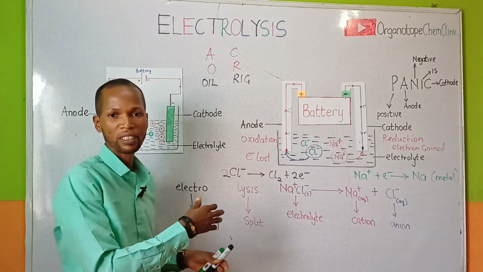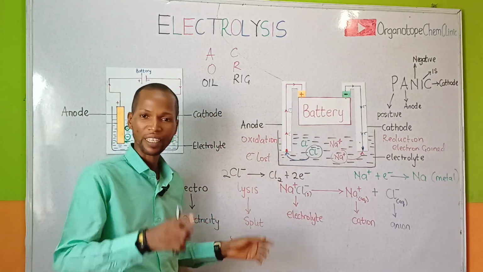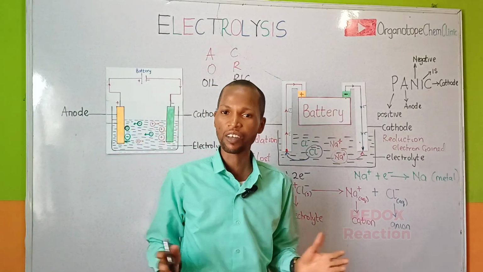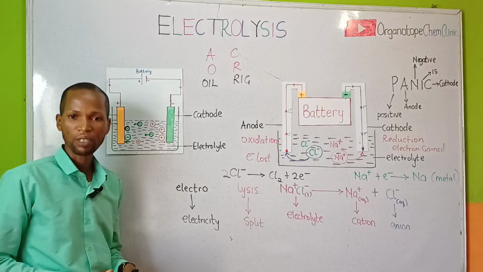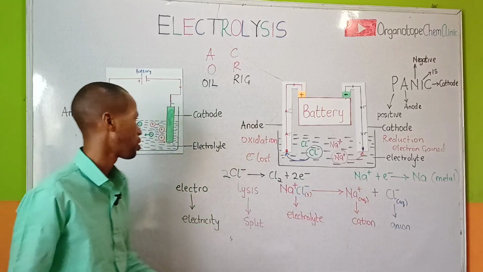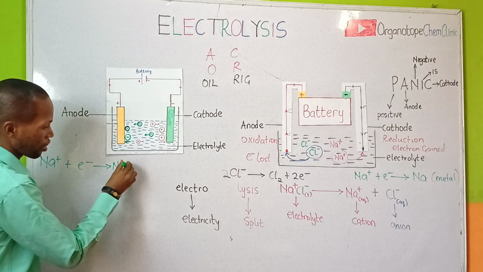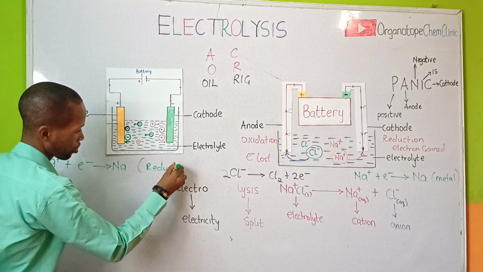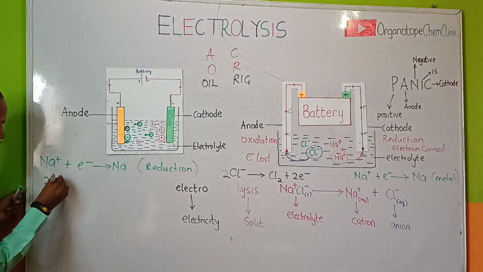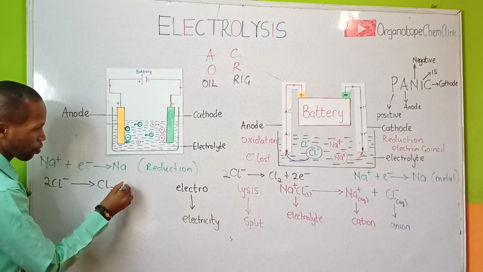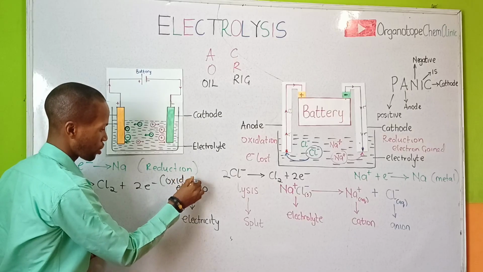Now there is need for us to write the overall equation. Since electrolysis involves the reduction process and oxidation process in one single reaction, it is considered a redox reaction. Can we deduce the overall equation from the 2 half equations right here, the oxidation and the reduction half equations? For the reduction half equation, we have Na+ + e- going to Na. That is the reduction half equation. And for the oxidation half equation right here, we have 2Cl- going to Cl2 + 2e-. This is the oxidation half equation.